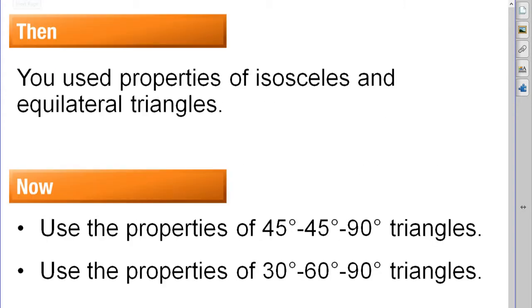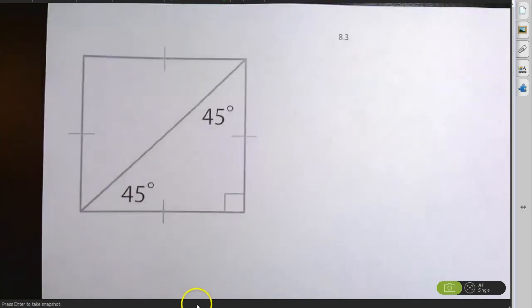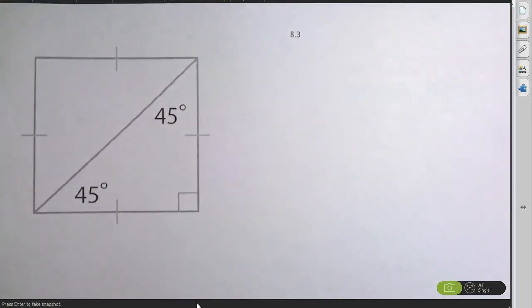We've talked about isosceles and equilateral triangles. Today we're going to talk about the 45, 45, 90 and the 30, 60, 90. Now, first thing is the 45, 45, 90. It comes from a square. That's kind of the idea of why this one is so special. Well, what someone thought is, hey, let's take a square and cut it in half. And then they used the Pythagorean theorem to solve for missing sides. So I'm just going to walk you through that real quick.